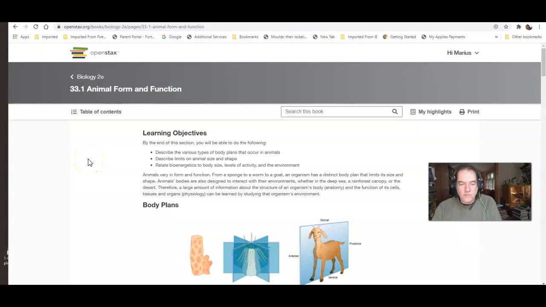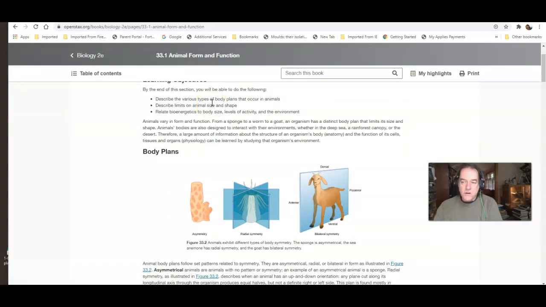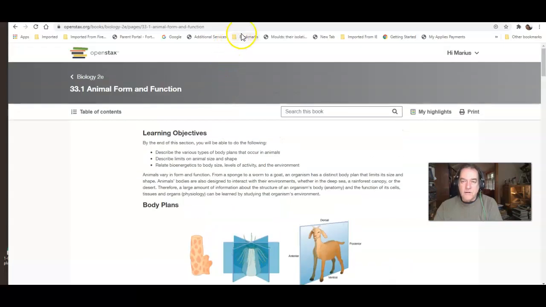Hello students, this is a recording for Biology 1407, Unit 3, Chapter 33 in the OpenStax textbook, Animal Form and Function. So again, the subject matter is animal form and function. I'm going to go through the chapter in the textbook using the online textbook.